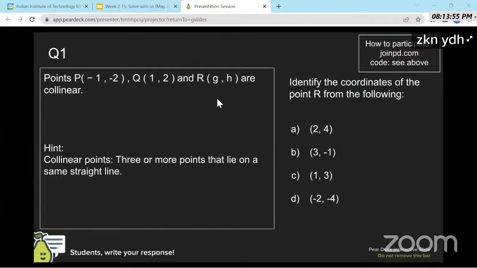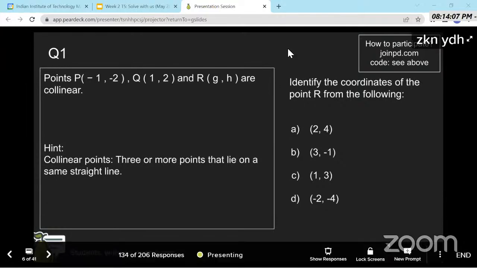Let me complete it, please. Only points 2 and 4 lie on the first coordinate, right? Other points like option D, -2 and -4, do not satisfy the property of collinearity.